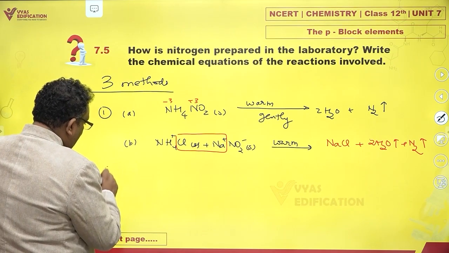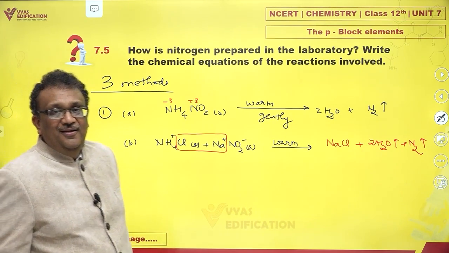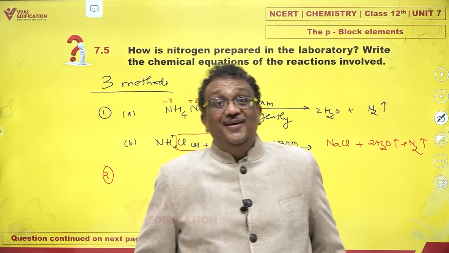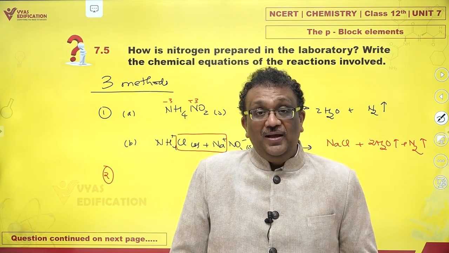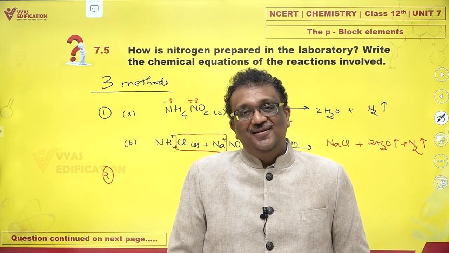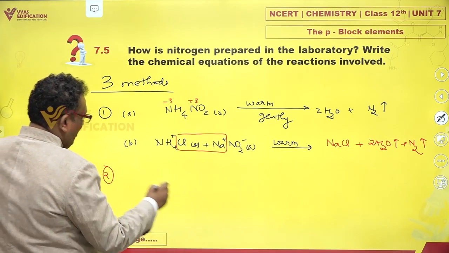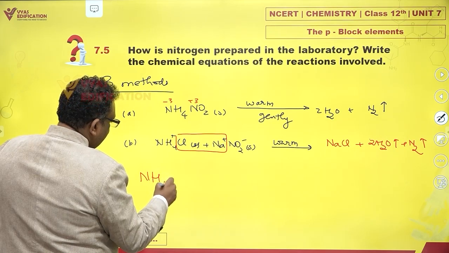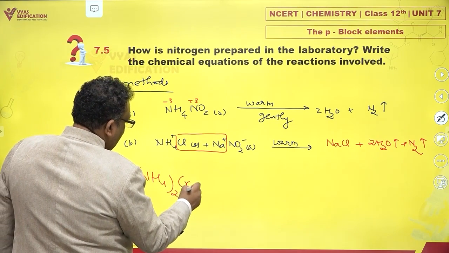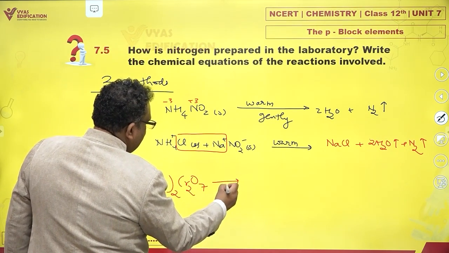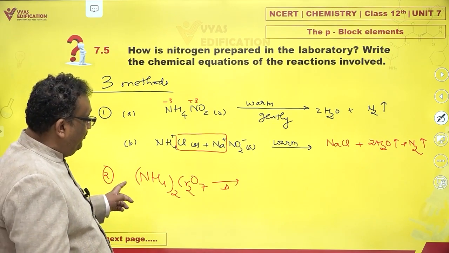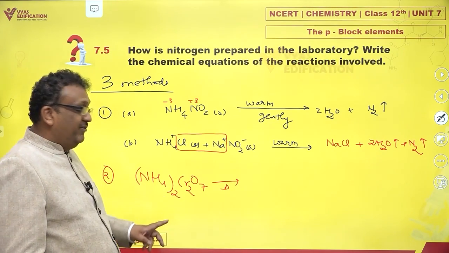Is there a second method? Yes. And what is that? It's a very famous method. Gently warming ammonium dichromate. It's a very beautiful volcanic reaction. Also, volcano-like looking reaction. You have ammonium dichromate, and you just heat it. Very important reaction. Many times it has been asked in competitive exams as well.